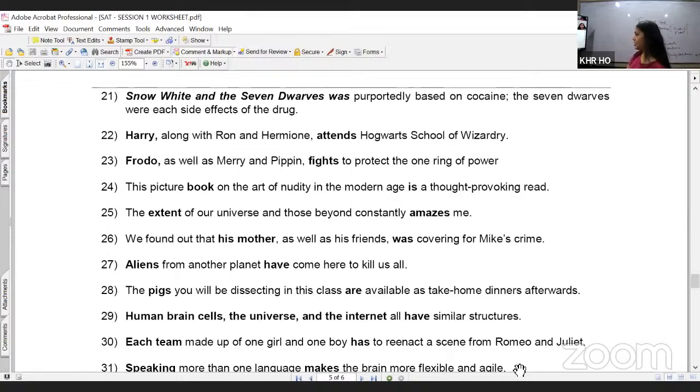Raina, what do you think? Question number 26. And Khadija, what do you think? Raina. I think the logic might make sense that it was, but it's the same thing as Harry along with Ron and Hermione, because they're also attending Hogwarts School. So it'd be the same logic.